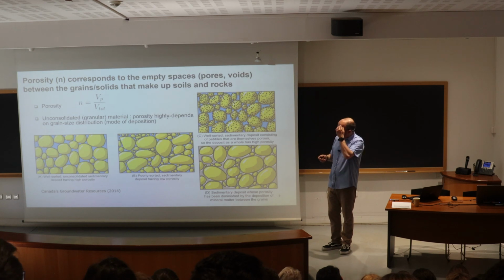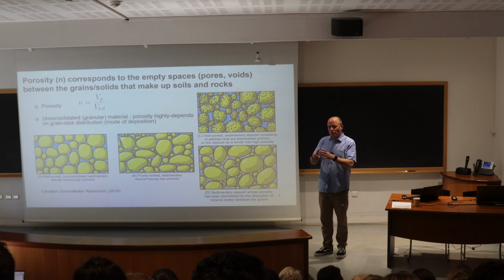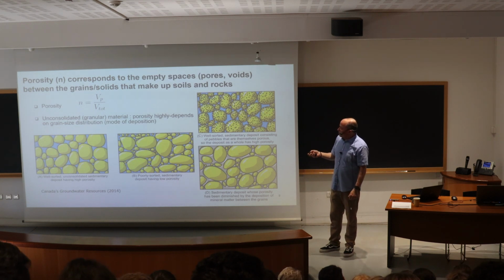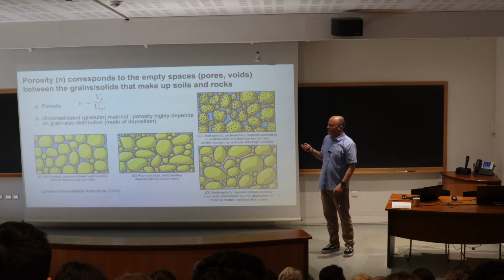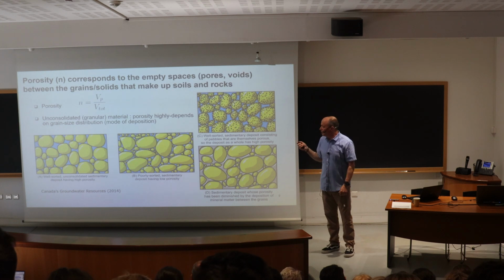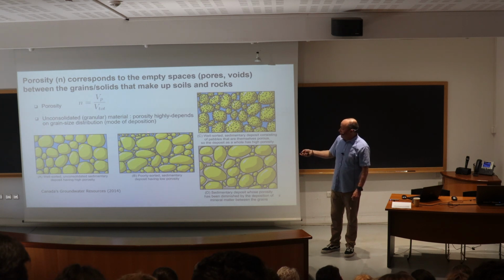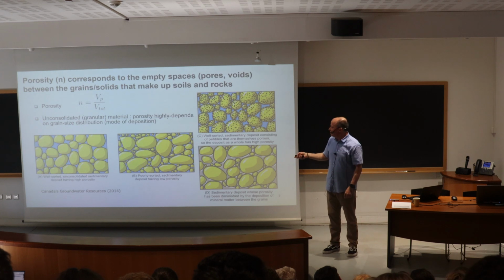Good. Porosity is simply defined as the volume of pores over the total volume of the porous medium. If we take the case of granular material, unconsolidated deposits or glacial deposits, like I showed at the beginning, porosity highly depends on the grain size distribution. So this would be a fairly uniform grain size distribution. This would be a non-uniform grain size distribution with some finer particles that plug the porosity, so porosity decreases.